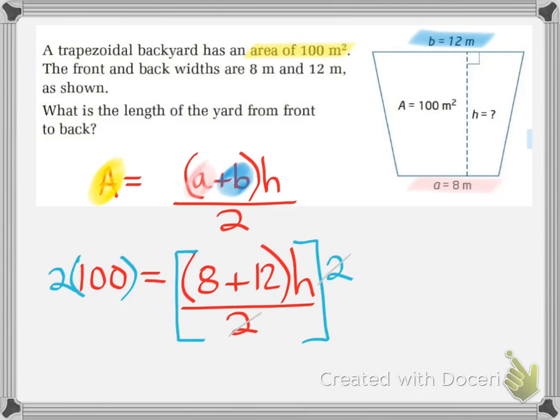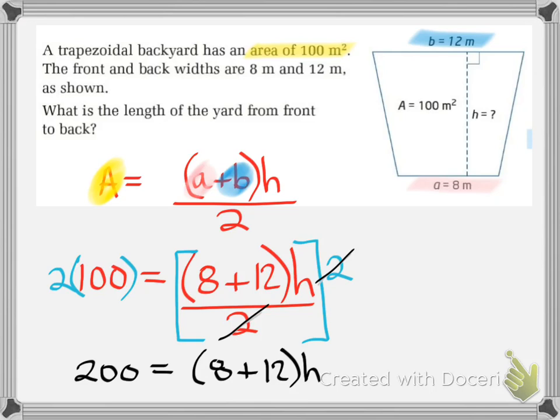So check this out. What's 2 times 100, Anthony? 200. Awesome. And what are we left with on the right side? Remember, these guys are gone. What do you think? How about Janeri? 8 plus 12 times H. Awesome. And just keeping in mind, I'm pretty sure you're implying it, that you can keep that bracket.